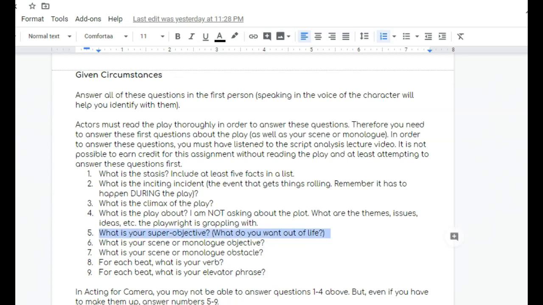Speaking of, what is the character's super objective? What do they want out of life? As you know, every character has a super objective, and then you have an objective within your monologue or scene, and you have an obstacle. So what are those things? Here you're just naming them very clearly for 5, 6, and 7. You're going to flesh those out just a little bit more and give me more description below.